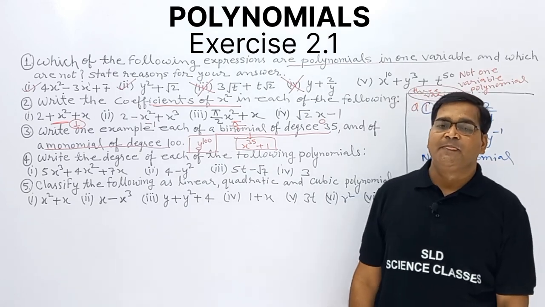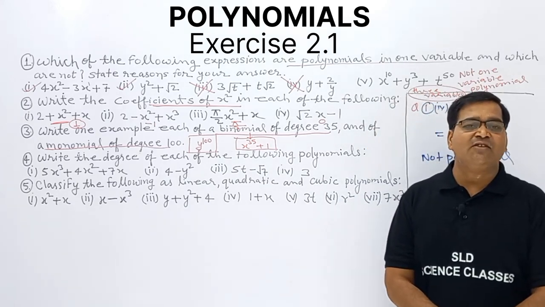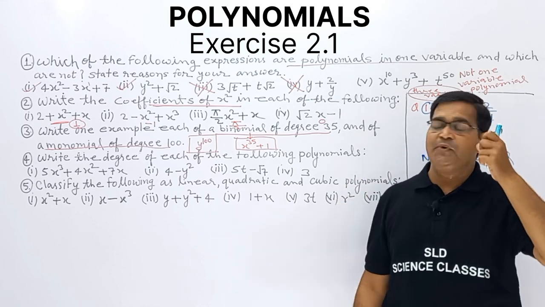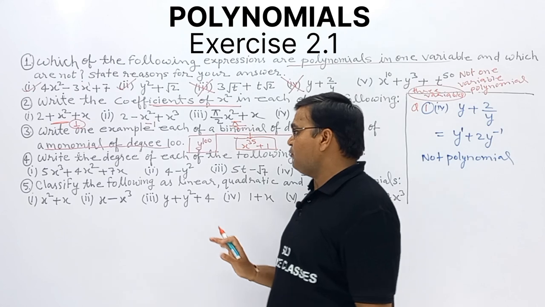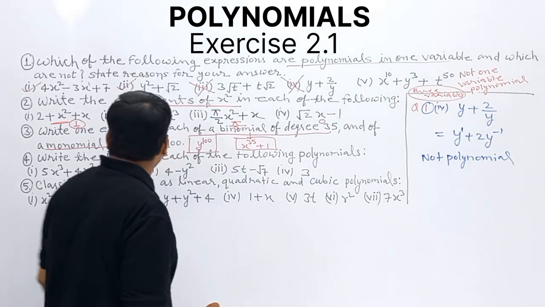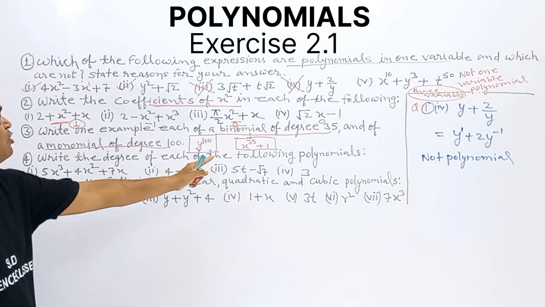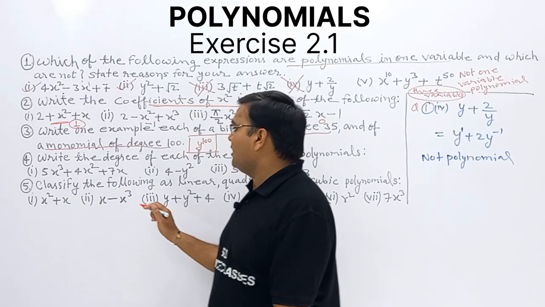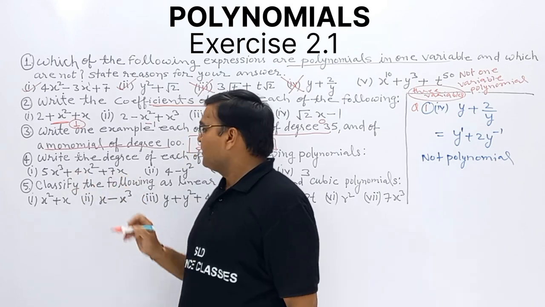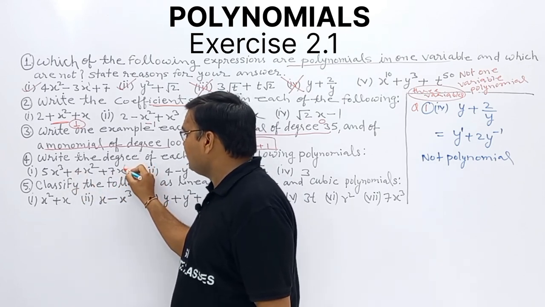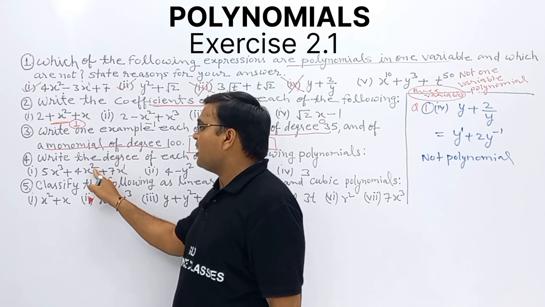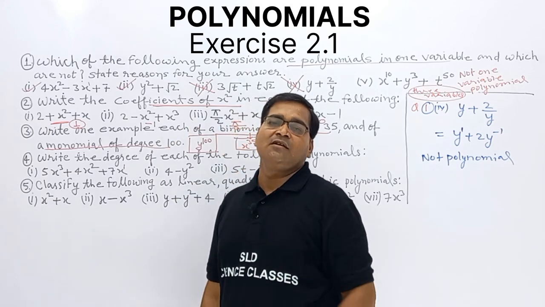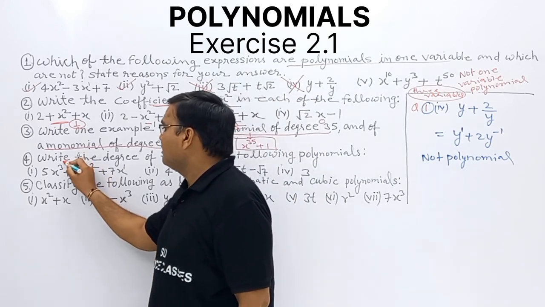Write the degree of each of the following polynomials. Degree of a polynomial is the maximum power of the variable. Observe, without calculation we can give the response to each and every question. First one: we are having x as the variable. Now this term has variable x and its power is 1, its power is 2, its power is 3. So the maximum power of the variable in this polynomial is 3.